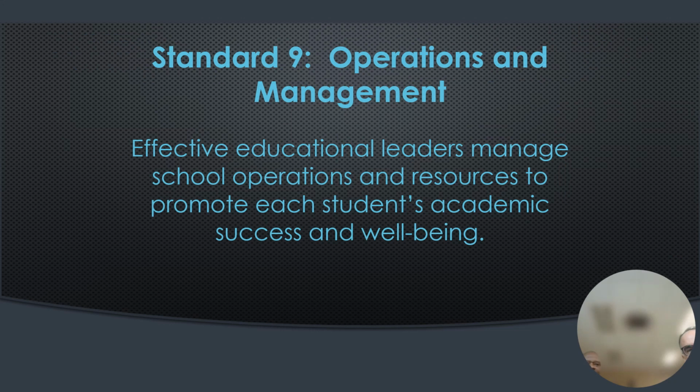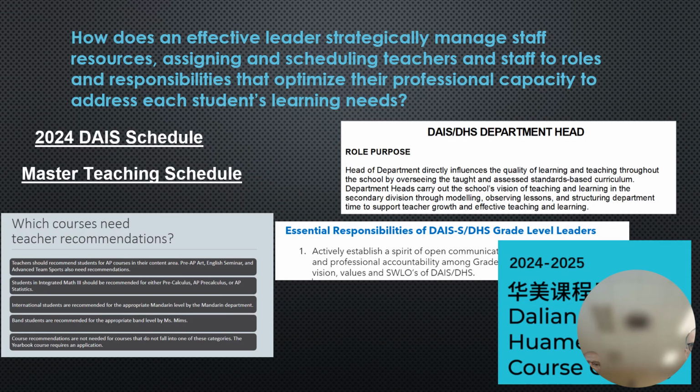Okay, so we are on to Standard 9, Operations and Management, and we have four parts to the standard. How does an effective leader strategically manage staff, resources, assigning and scheduling teachers and staff to roles and responsibilities that optimize the professional capacity to address each student's learning needs?